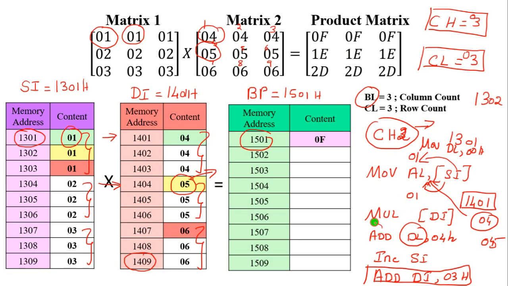After that, this ADD means the DL register already contains the value 04 and the AL register contains the value 05. We are going to add these two numbers, and the result is stored in this DL register. Now the result value becomes 09. What is the next step? Increment of the SI. The SI value becomes 1303.